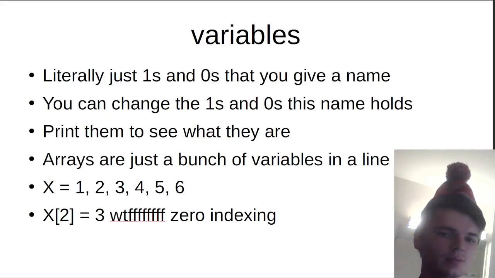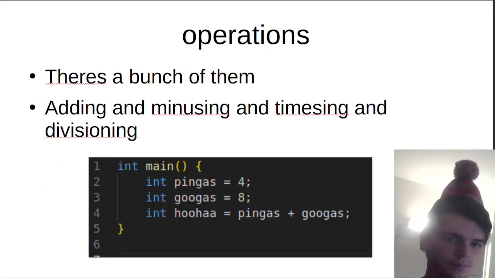An array is just a bunch of variables in a line. So you can have 1 and 2 and 3 and 4 and 5. You only give it one name though. You give the whole list a name. So if you want x number 2, then it's 3. But that's the third element. Why'd you say x2? That's called zero indexing. We'll get to that later.